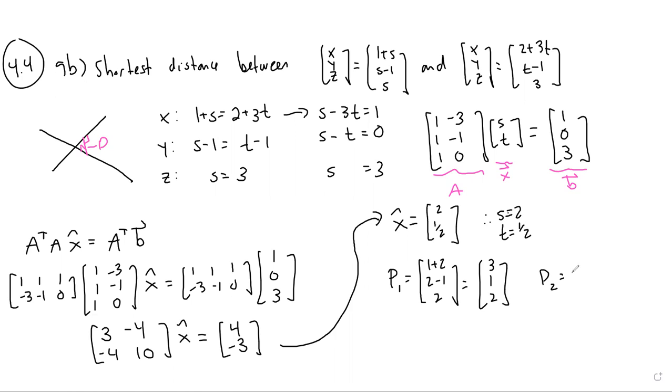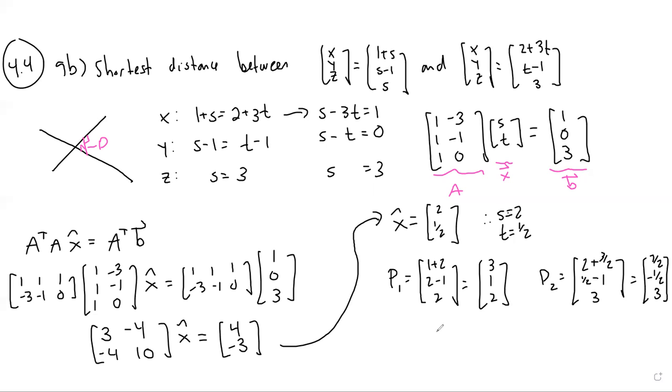And my point 2 will be on the second line. I'm just going to plug in 0.5 for t. So that's 2 plus 3 over 2, a half minus 1, and 3, which should be 7 over 2, negative 0.5, and 3.